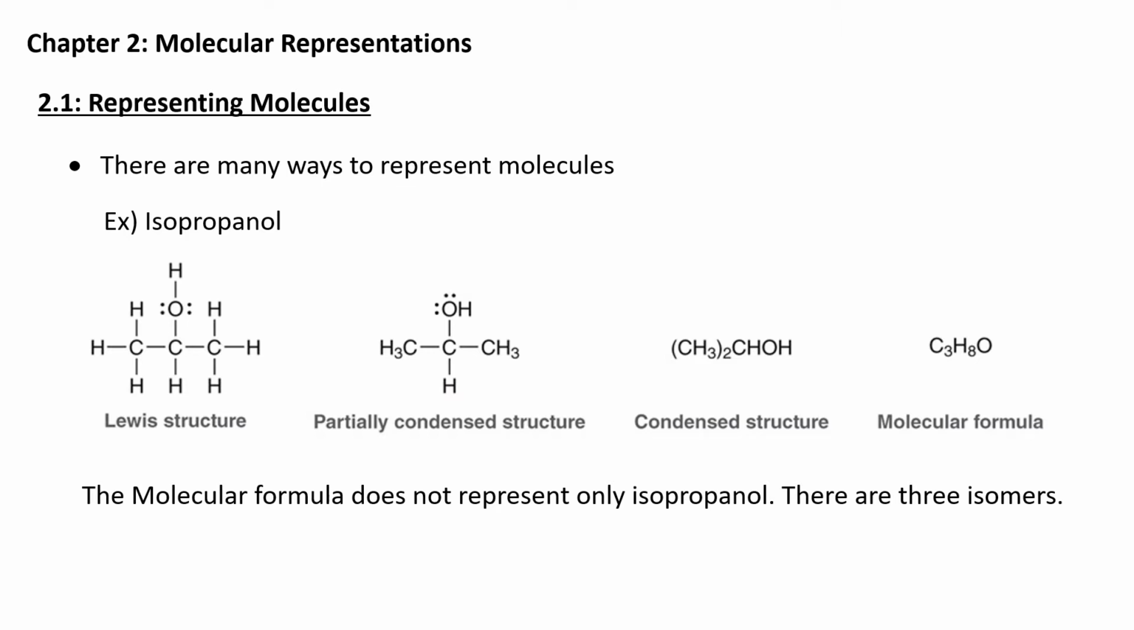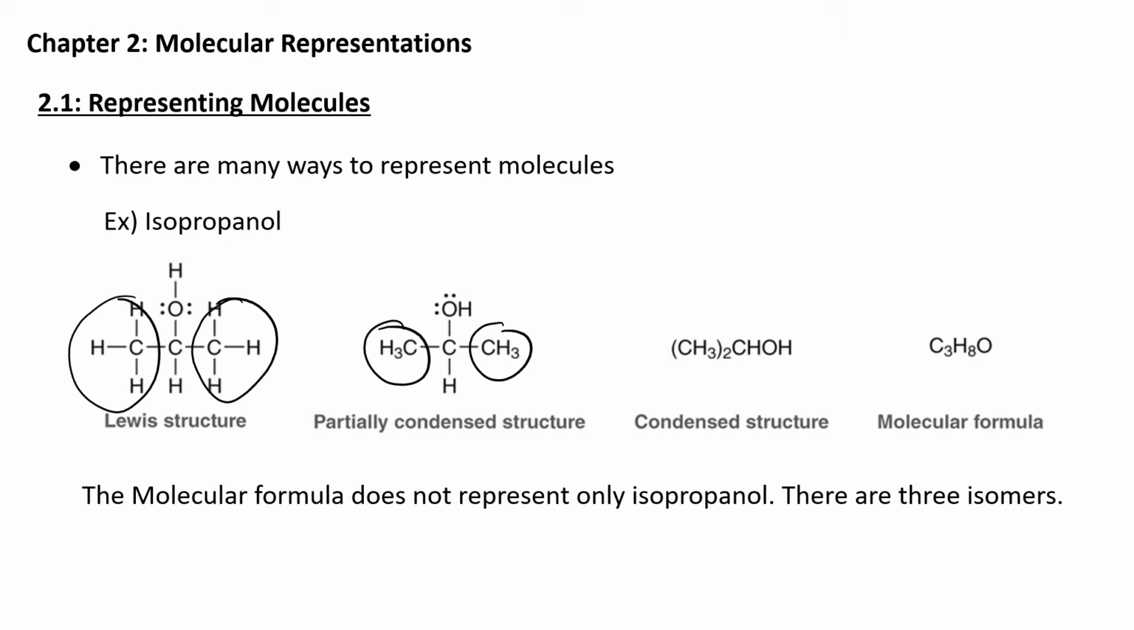So the first that you're already familiar with is a Lewis structure. It shows the connectivity of all the atoms. It shows the bonds to each atom. A partially condensed structure simplifies our Lewis structure. And you can see that groups such as the CH3 group are bunched together. The CH3 group is clustered.